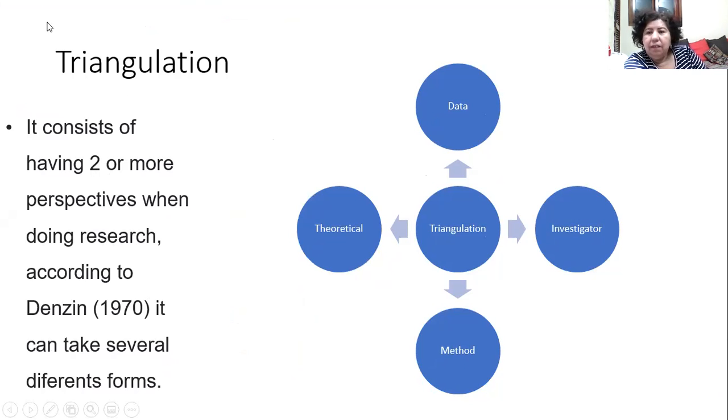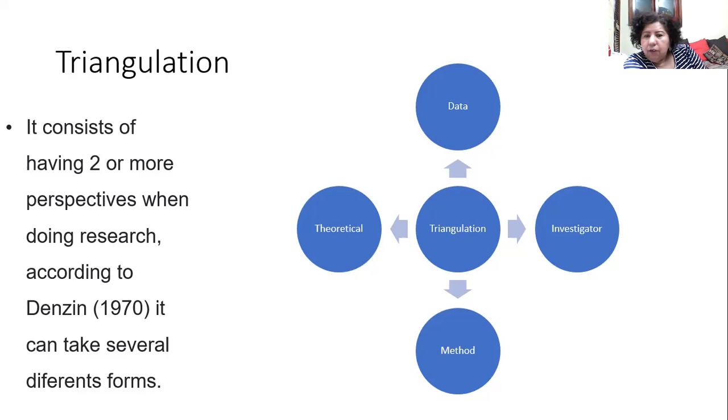According to the NC in 1970, it can take several different forms. So there can be investigator triangulation. In this case, it means that it can be not only one person who's going to do the research, so there can be other points of view, and some relationship with other people to work in one only type of research. So this can be better and enrich the topic.